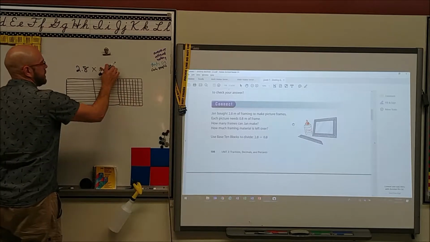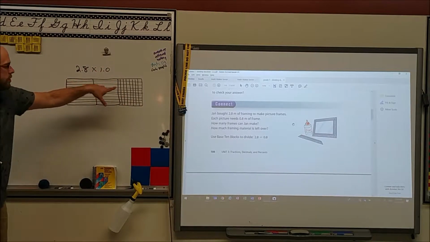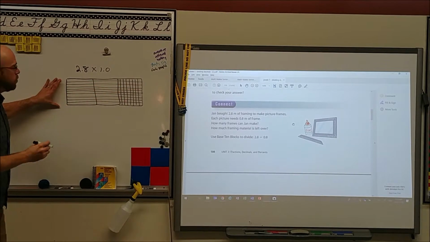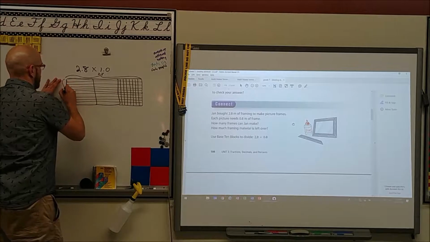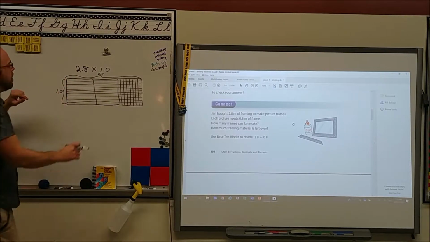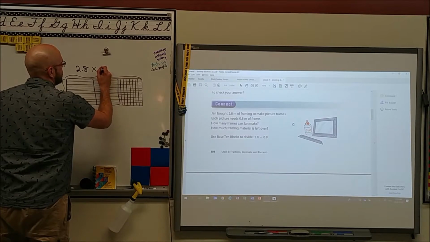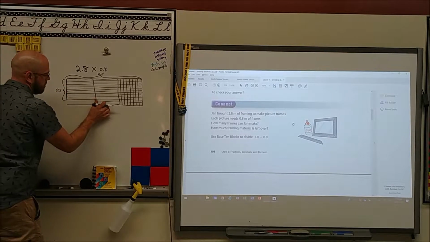Now what you're seeing here right now is 2.8 times 1, right? 1, 2.8, and then this is times 1. So this is 2.8 long and 1 wide. But we didn't want 1, we wanted 0.8. So let's change this to 0.8. We'll erase that bottom.